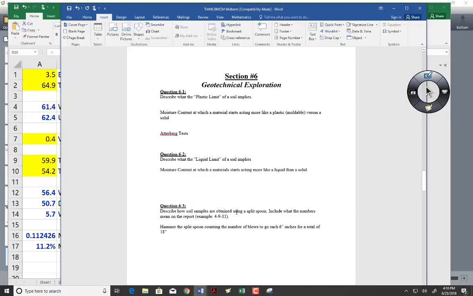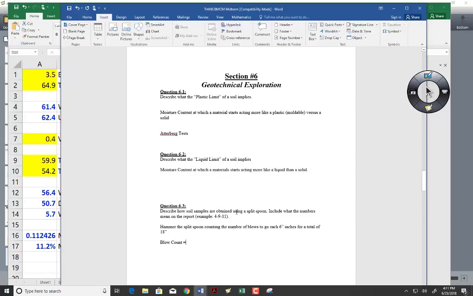So we have 4, 9, and 11. That was 4 blows for the first 6 inches, 9 blows for the next 6 inches, and 11 for the next 6 inches. In industry, you will need to know this for the next test. In industry, we have something called a blow count.